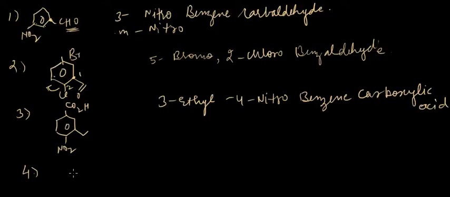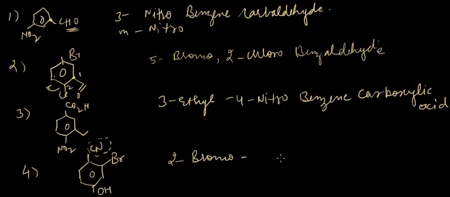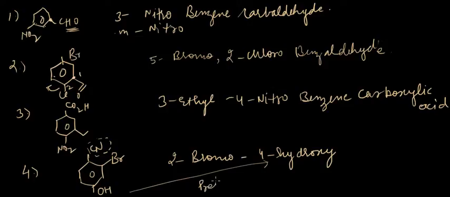Okay, now let's have a look at this compound. What would be the nomenclature of this compound? It would be nothing but, okay, what is the main functional group here? Main functional group here is cyanide or nitrile. Okay, so what is the IUPAC name of this compound? It would be 2-bromo, 4-hydroxy. Why? Hydroxy is the prefix of the OH group. 4-hydroxy, benzene nitrile.